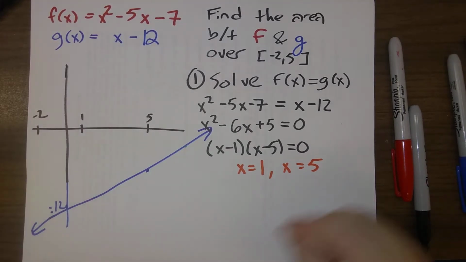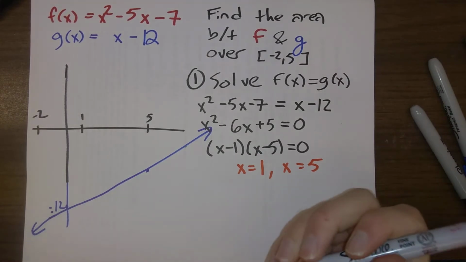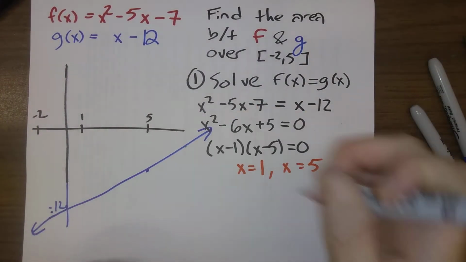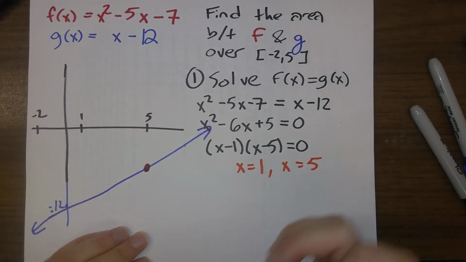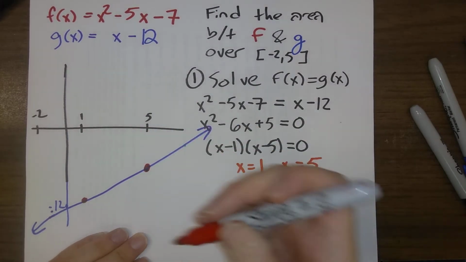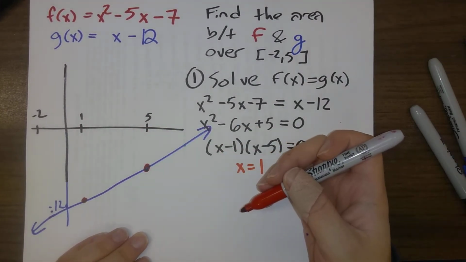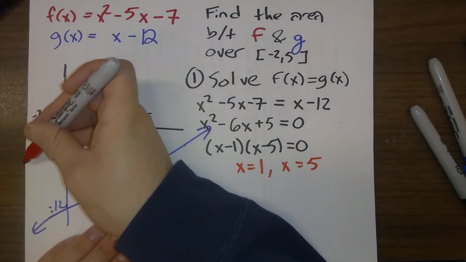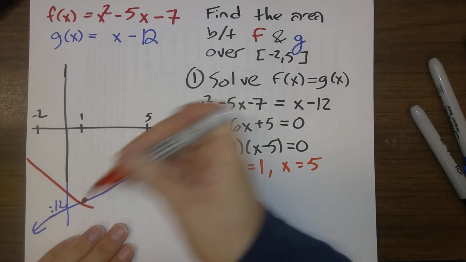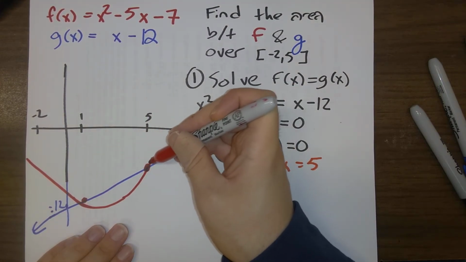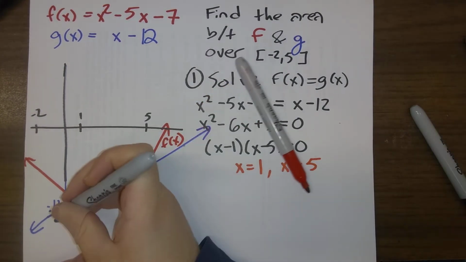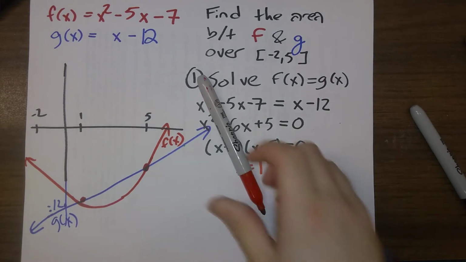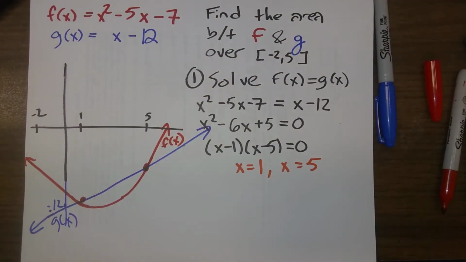Now, f of x is an upward opening parabola, and we know from this little piece of information that it has to intersect g of x when x is equal to 1 and x equal to 5. And so our picture is going to look something like this. So here is f of x, and here is g of x. We want to find the area between these two curves on the interval from minus 2 to 5.